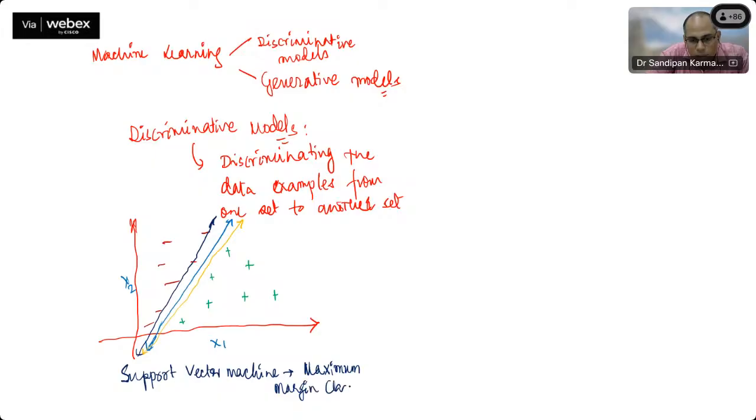Maximum margin classifier. Okay, so this is also a linear regression kind of model, but its working is a little bit different. It is actually talking about maximum margin. It is mainly used for classification purposes, but you can use it for a continuous response also. Okay, so this is basically a discriminative model.